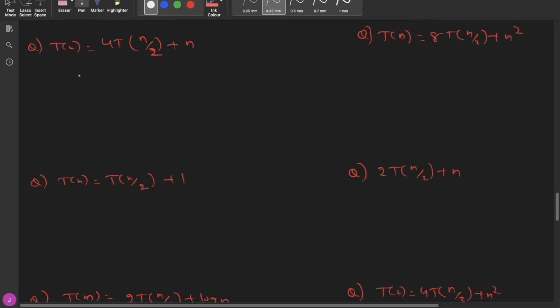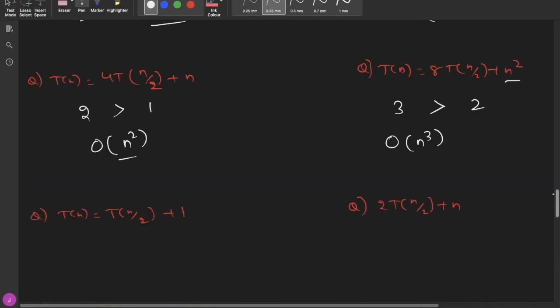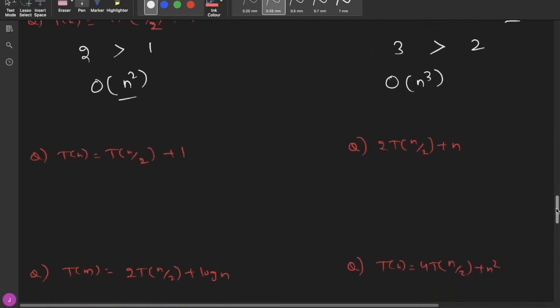Here the log a base b value is 2 and the k value is 1. This side is greater. The time complexity will be order of n square. The log a base b value is 3 here. The k value is 2 here. What can I write? I can say that the left side is winning. That's why the time complexity will be order of n cube. To represent that the left side is winning, we have to write like that.